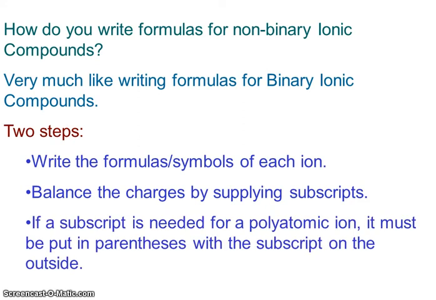And we're going to balance the charges again by supplying subscripts. If I need a subscript for a polyatomic ion, here's a new part. I've got to put it in parentheses. Saying that I need NO3 2 is not the same as saying I need NO32. That doesn't make sense. So since those polyatomic ions are self-contained units, if I need more than one, I will contain them in parentheses and indicate that on the outside.